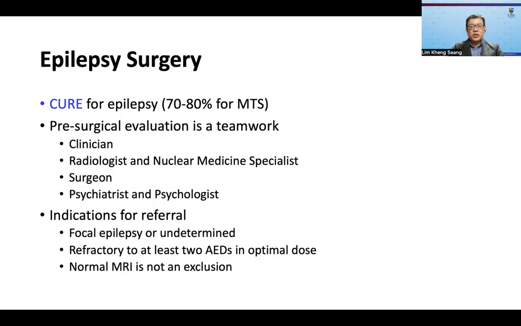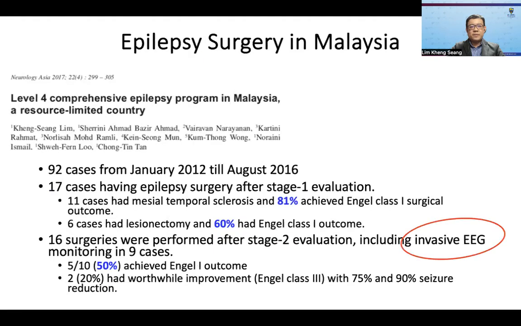Surgery can be a cure for patients if we identify the lesions causing the seizure with proper pre-surgical evaluations, and therefore consider referring patients with focal seizure when it is uncontrolled with at least 2 seizure medications, or the focality is uncertain even if the MRI is normal. This is not an exclusion criterion. This is our data showing that 80% of mesial temporal sclerosis achieve seizure freedom. Those with lesions, 60% achieve a good outcome, and even those with normal MRI who underwent invasive EEG, 50% of them have achieved seizure freedom despite failing many anti-seizure medications.